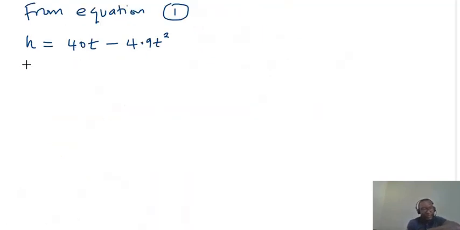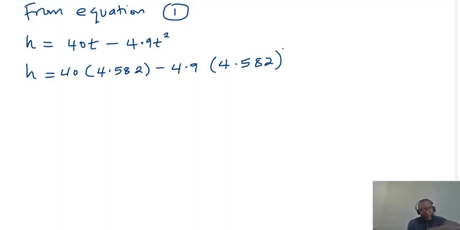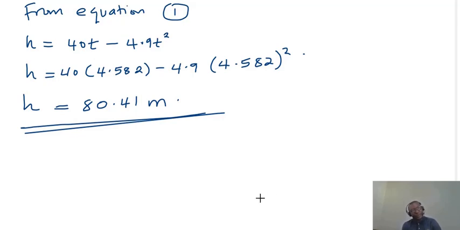So we substitute, h is going to be 40 times t, which is 4.582, minus 4.9 times 4.582 power 2 here. So when you simplify, our h is going to be a value which is 80.41 meters. So that's where the two stones collide after projection.